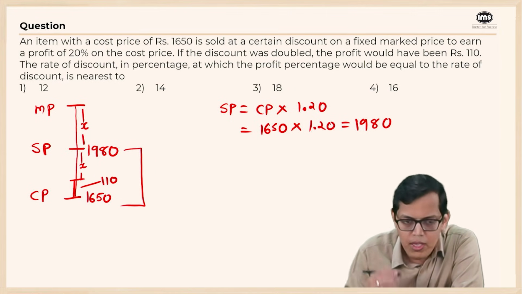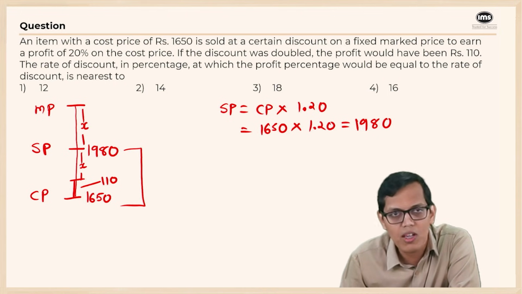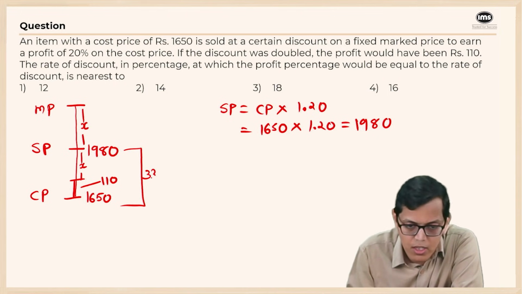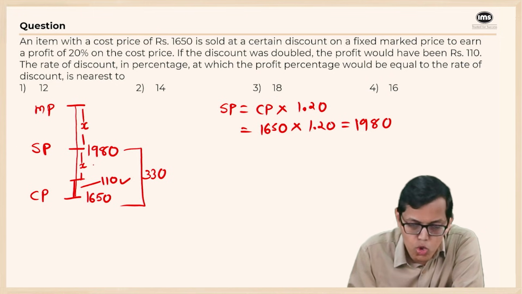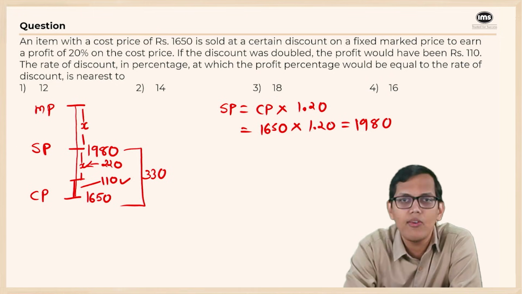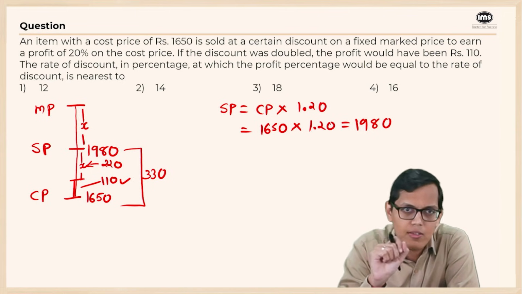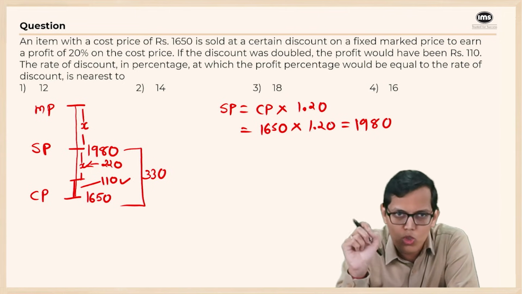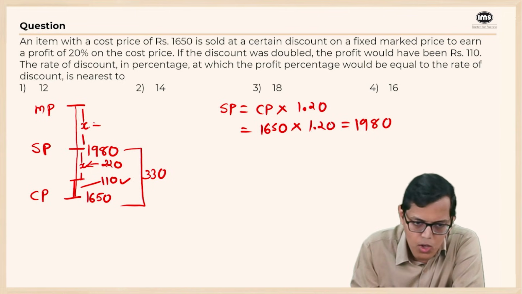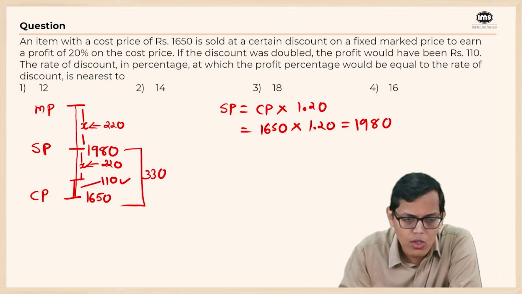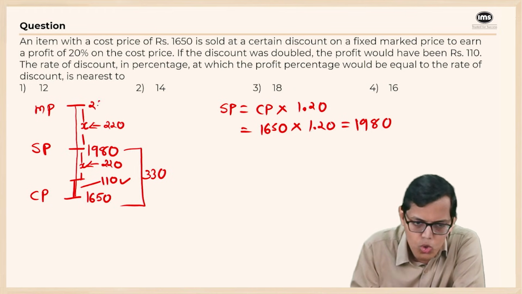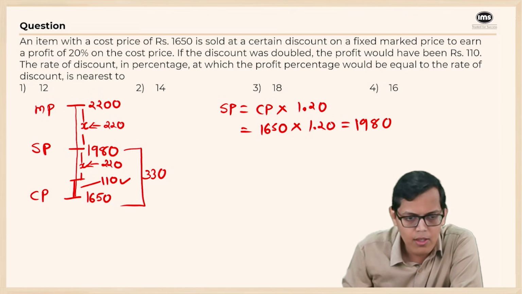Now the real gap between 1980 and 1650 was 330, out of which 110 was captured here. So X should be the remaining part, that is 220. With that, we have found our value of X here. The original discount was of X rupees, that is now 220. When you add 220 to 1980, you will get the MP as 2200.